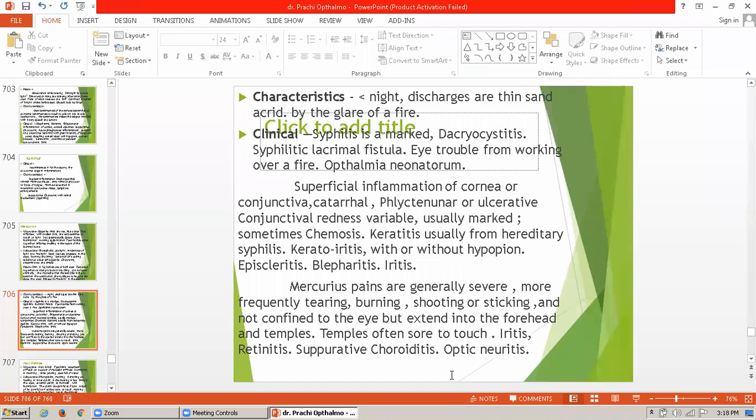Characteristic: Mercurius is aggravated at night. The discharges are thin and acrid, aggravated by the glare of a flare, by the glare of fire.